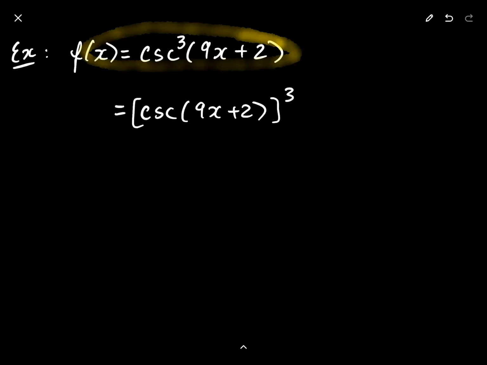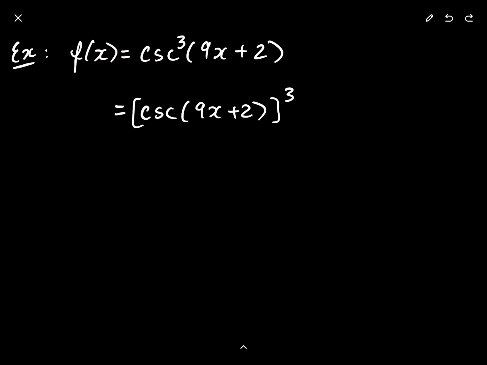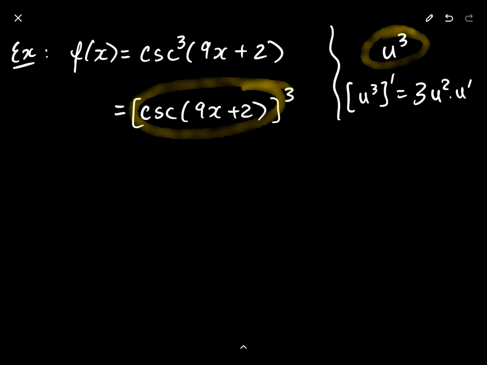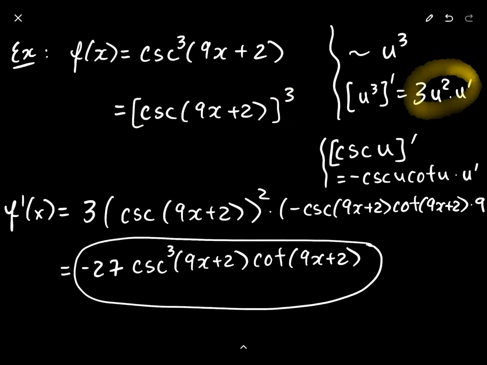Next we have the function cosecant cubed of 9x plus 2. When the power is in between the trig function and its argument, you can rewrite it as cosecant of 9x plus 2, all cubed. So here I can see the outer function is the power 3. We'll be taking the derivative of u cubed, which will be 3u squared times u prime. So the derivative will be 3 copy of the u squared.